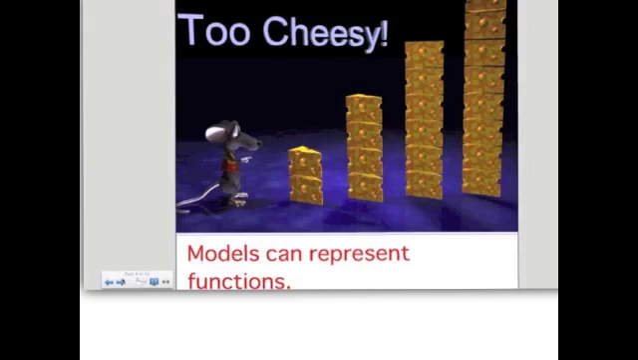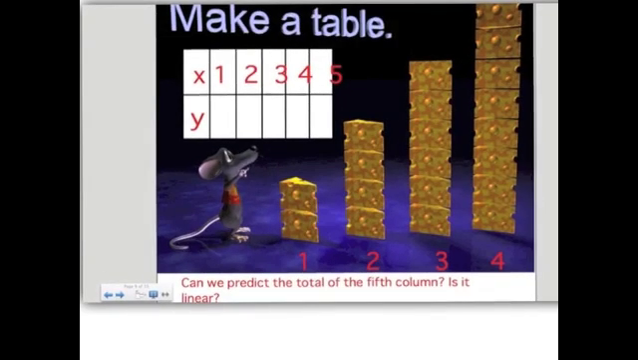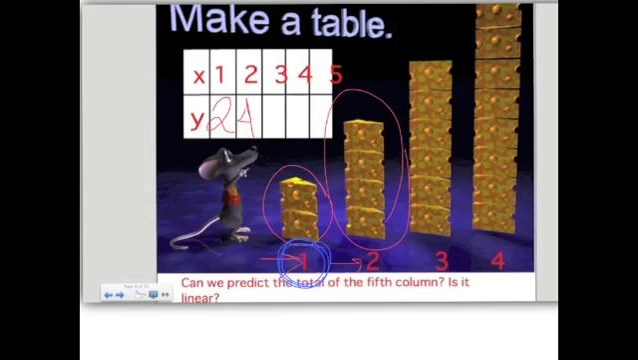Another way we might have to look at something to determine whether it's a function is to look at a model. So here we have a model representing several different amounts of cheese. This one we've got 2 blocks of cheese on the first stack of cheese. So I'm going to put a 2 there. And the second one we have 1, 2, 3, 4. Notice that whatever stack of cheese we're talking about is our X, and the number of cheeses is our Y. And so for the third one, we have 1, 2, 3, 4, 5, 6 cheeses. The fourth one is 8.